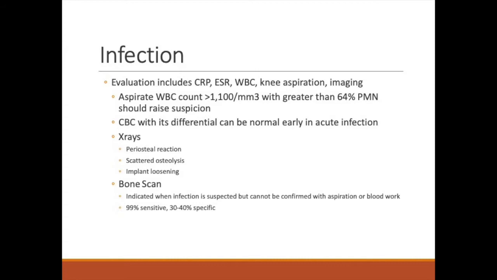The aspirate, you want to look for a WBC count greater than 1,100 cells per milliliter, as well as greater than 64% PMNs. A CBC may show an elevated white count, particularly in chronic infection. X-rays may show a periosteal reaction, osteolysis, or even frank implant loosening. And a 3-phase bone scan is indicated when infection is suspected but cannot be confirmed with all of these tests.